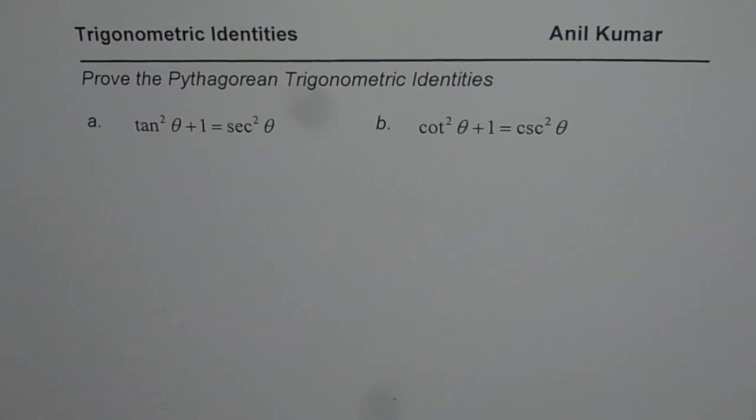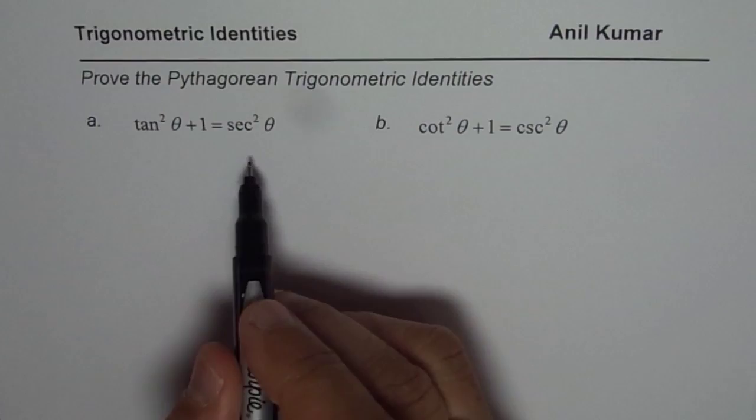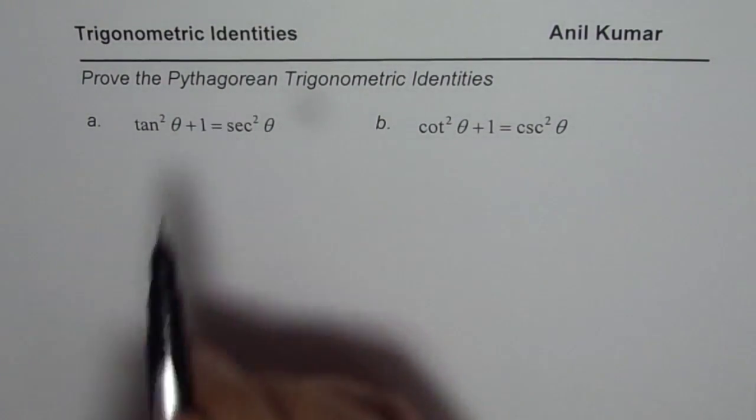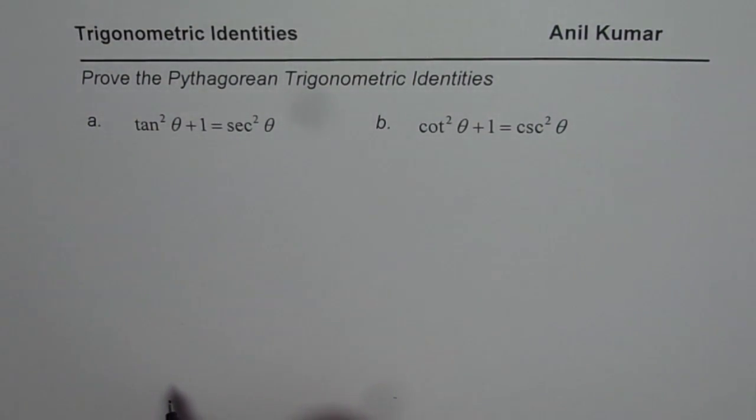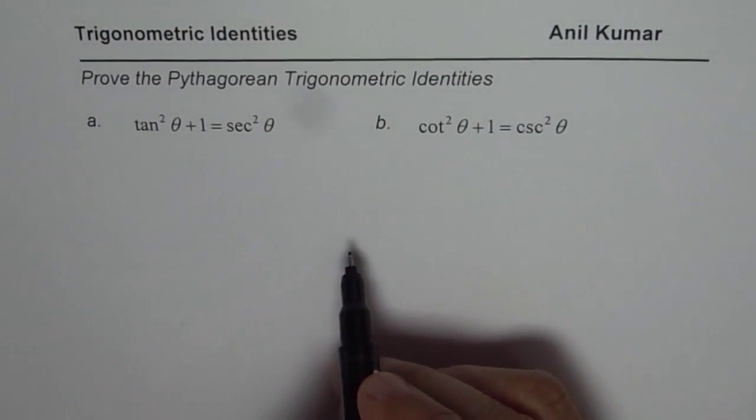I'm Anil Kumar, and now let us begin to understand how to solve trigonometric identities. So I have taken Pythagorean identities which are well established. You can always use them to prove trigonometric identities, but in this video we'll prove these identities themselves.